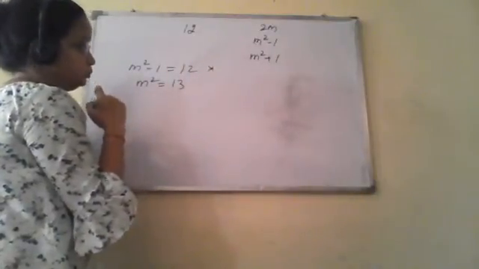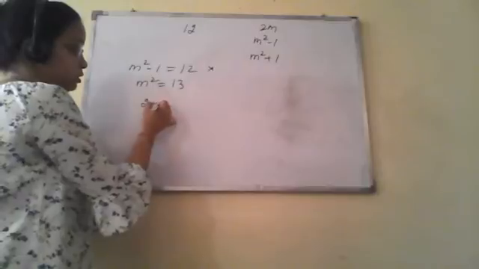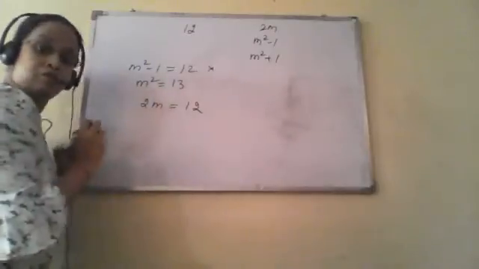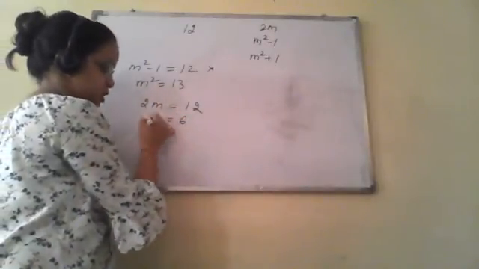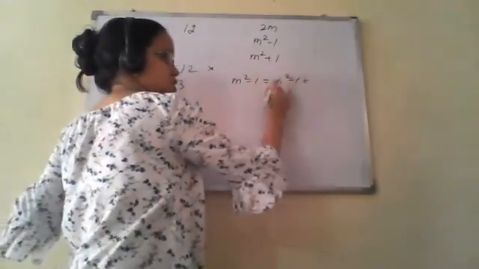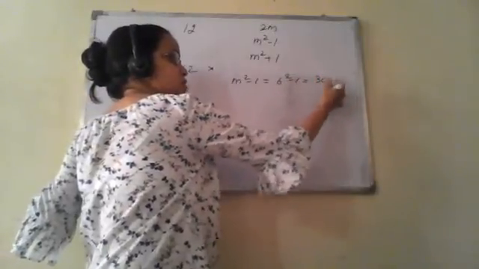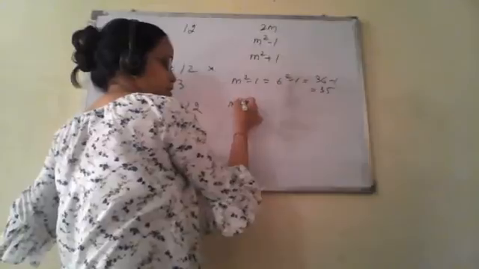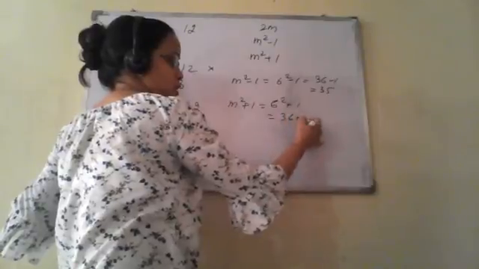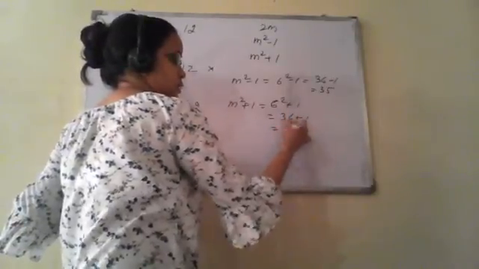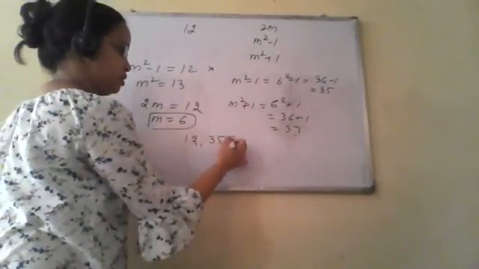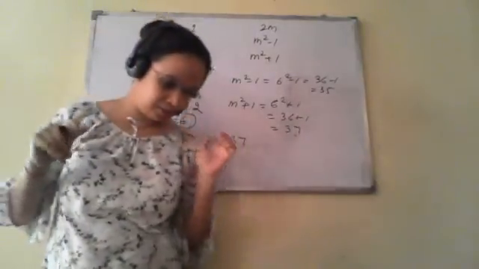Okay. So we'll try the other. This is wrong, so we will put 2m equals 12. Okay. So this is m equals 6. Now we will find m square minus 1, that is 6 square minus 1. This is 36 minus 1, we have 35. And m square plus 1, that is 6 square plus 1. This comes out to be 36 plus 1, we have 37. So the triplet is 12, 35 and 37. I hope this is clear.